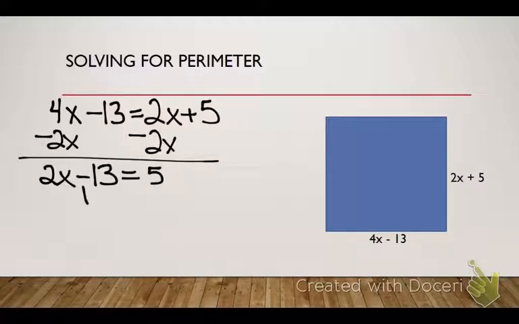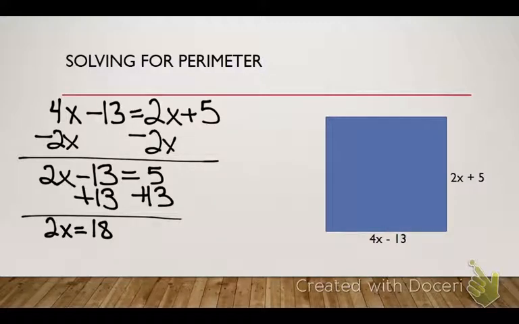What would I do now, LJ? I'll add 13. Add 13 to both sides. 2x equals 18. Brooke, what do I do now? Divide both sides by 2. x equals 9. So now, what do I do with x equals 9? It's not my perimeter. Place the x for 9.